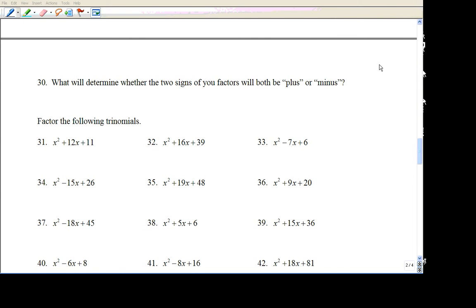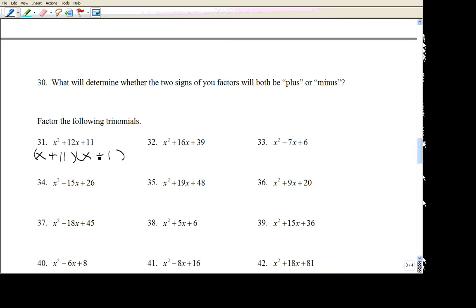So if we look at this example, factoring the following trinomials, let's look at number 31. To factor this trinomial, we're looking at the last term 11, and we're saying what factors of positive 11 add up to positive 12. So we're saying what multiplies to positive 11 but adds to positive 12. Well, 11 is prime, so that means only 1 and 11 are factors of 11. So 11 plus 1 is 12. So those must be the second terms of our binomials.